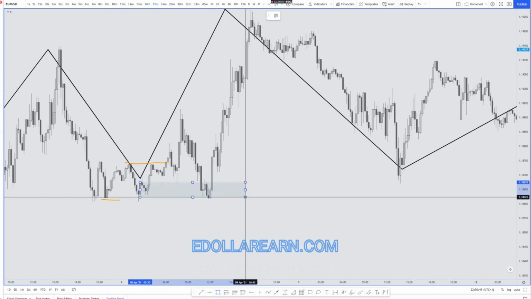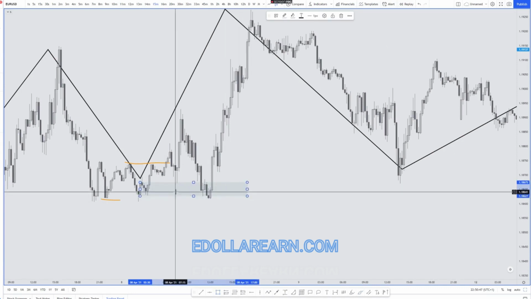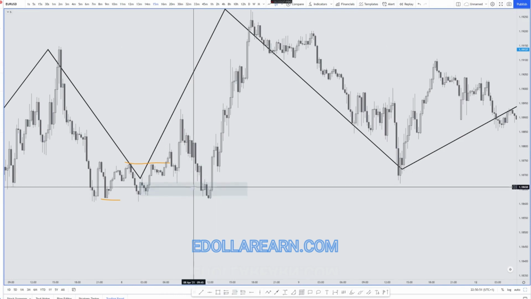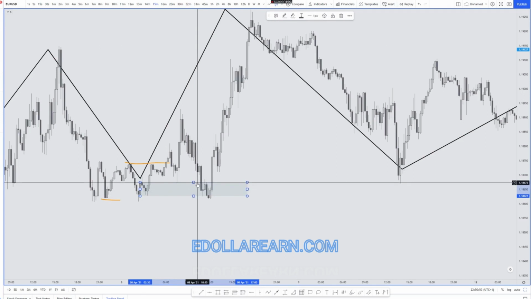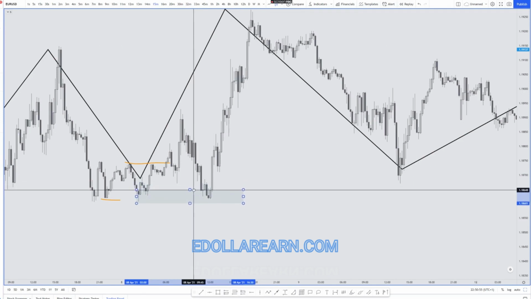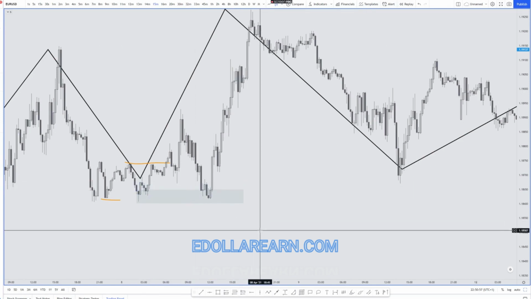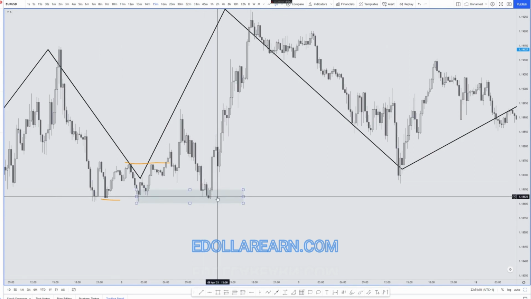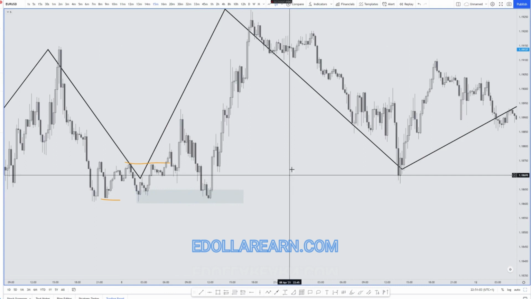Now, we never know which zone they're going to come to or why. What we do know is it'll be either what took out the reaction point or most of the time the extreme. And those are the areas we like to work off of. But something in here on the 1 minute or the 5 minute would have likely got you an entry.